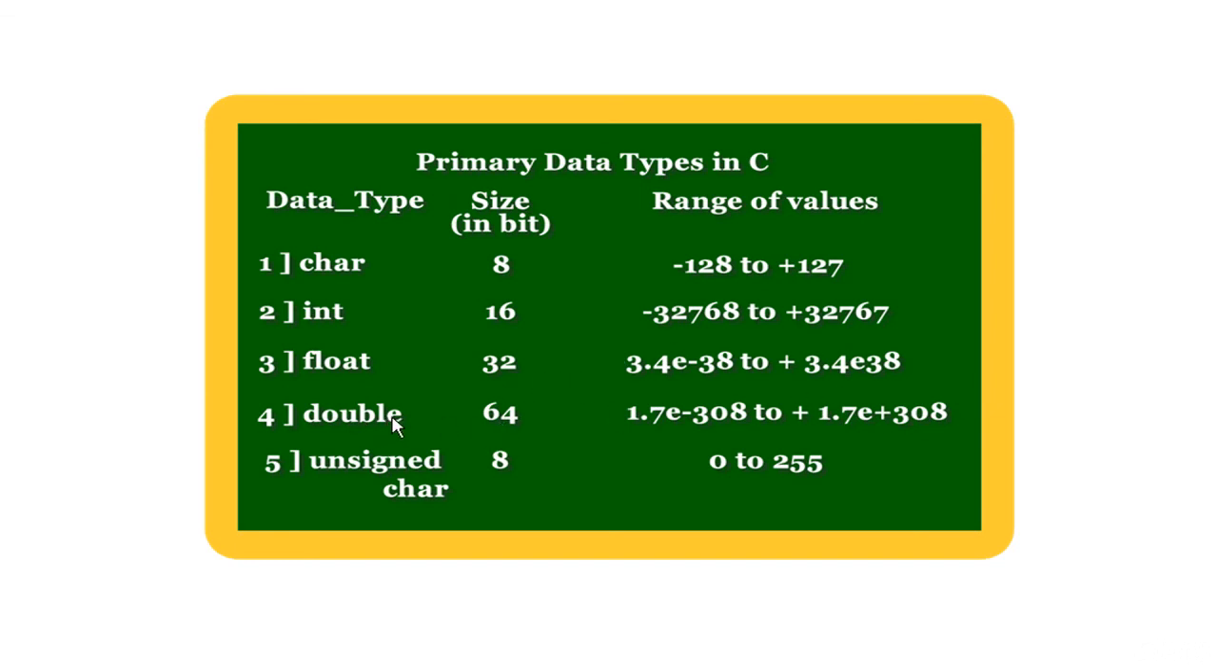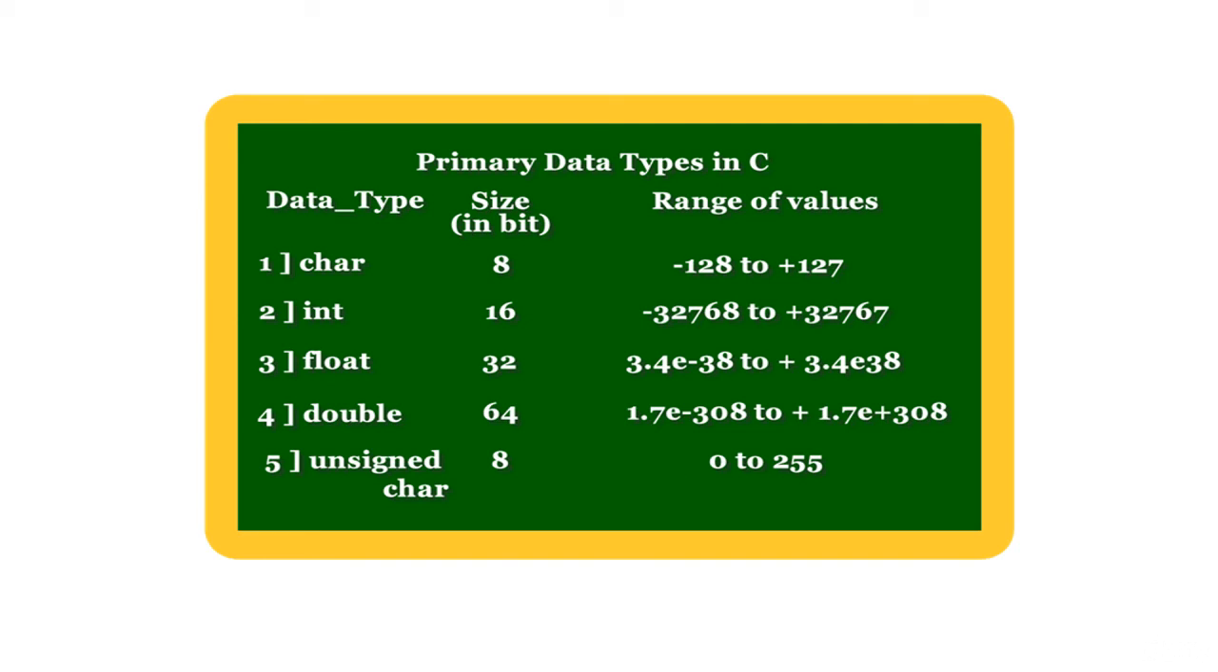The next data type is double. Double and float are both used to store floating point numbers, floating point values. The size of double is 64 bits. And here finally is the unsigned keyword. When you put unsigned before any of these data types, you change the range of that type to a different value.